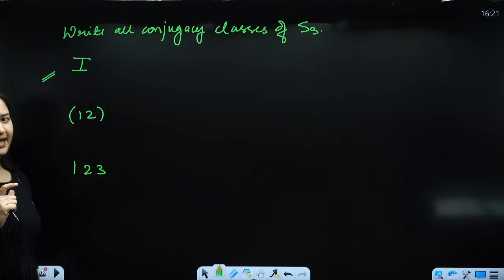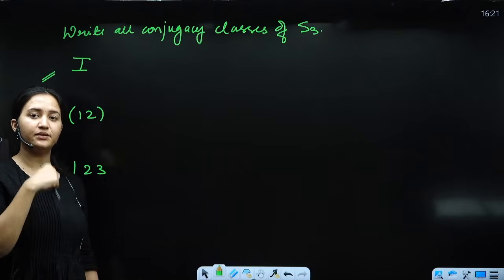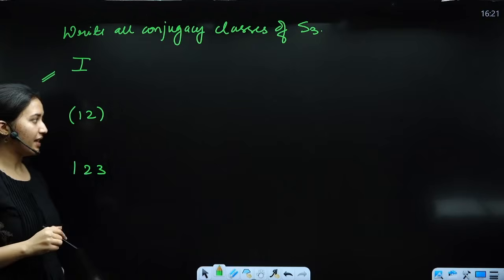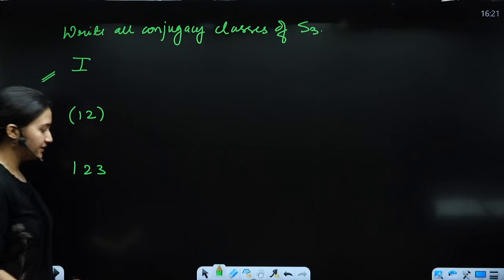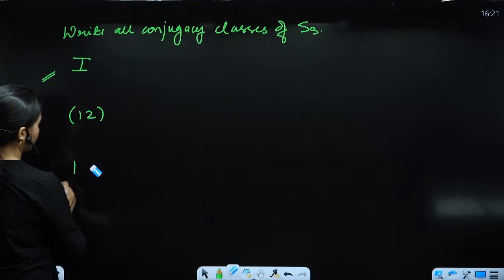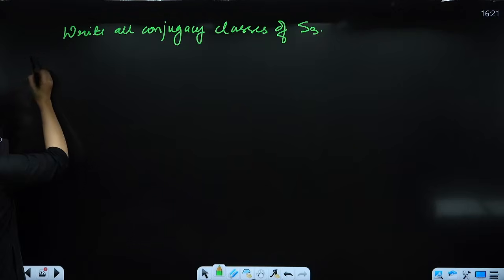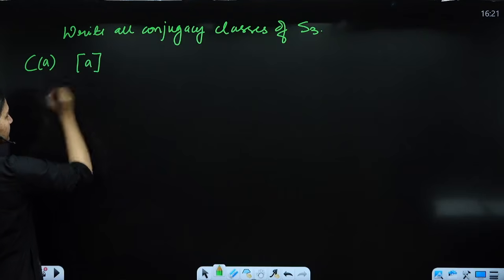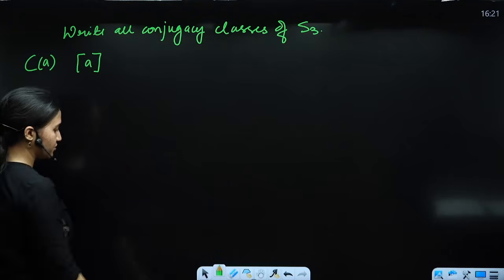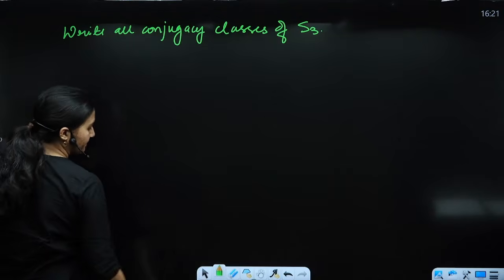Why? Because I have a slight idea that the conjugacy classes are going to just contain the elements of similar order, right? So I'm just going to take one element of order 2 and one element of order 3, right? An element of order 6 doesn't exist in this group, we know that, right? Now you can either write C of A for conjugacy class, or you can just write like this, okay? This is also a conjugacy class. So from now on we'll be using this notation for this question, okay?